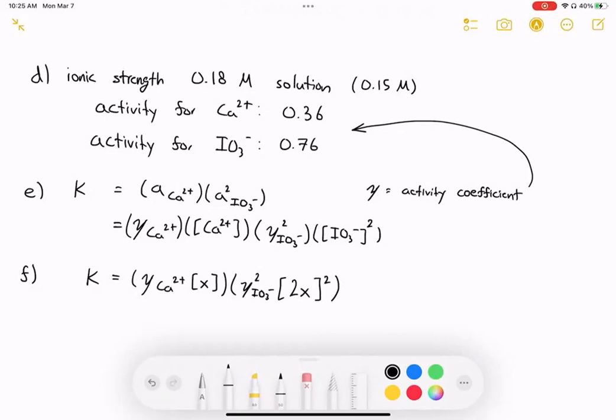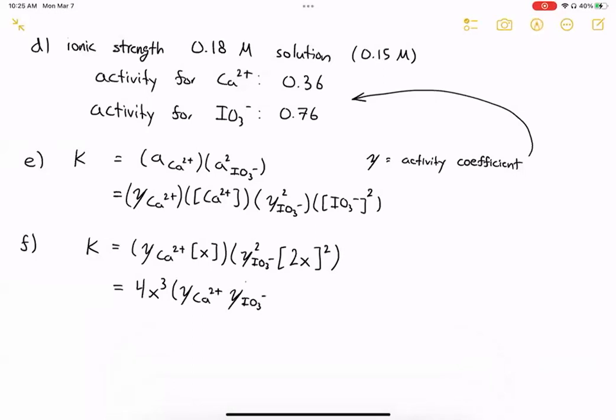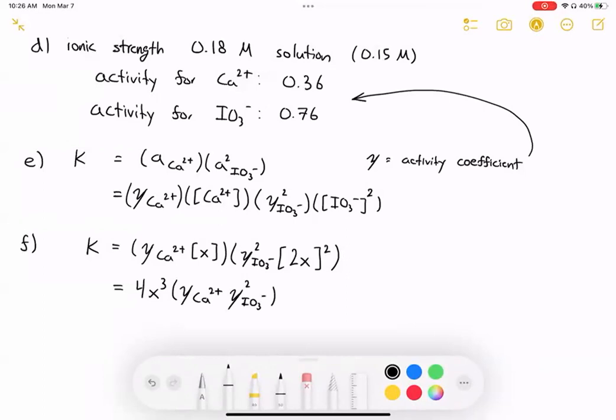Now we can further simplify this. They both have x's, right? So we could take out the x and say it's equal to 4x cubed times the coefficient of calcium 2+ times the coefficient of IO3 minus squared. Okay, so that is how we would set up that calculation right there.